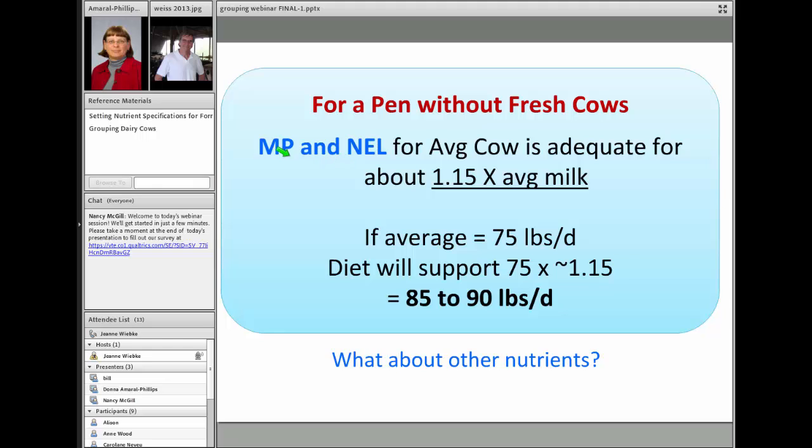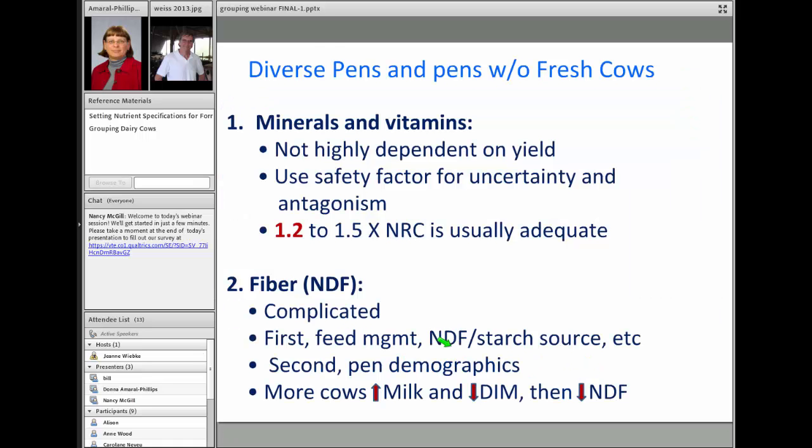This is for protein and energy, metabolizable protein and energy, but I want to quickly go into what about other nutrients here. How does pen logistics or pen demographics affect other nutrients? Well, for minerals and vitamins, not a lot. I don't make different formulations for diverse pens or not diverse pens. I use the mean because there are so many other factors that affect mineral requirements. And again, a general rule here to cover all these uncertainties and possible antagonists: if you're at 20 to 50% above NRC, independent of the cow distribution, you'll be fine.